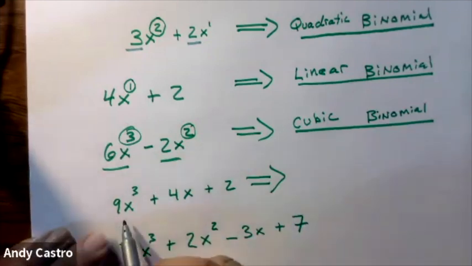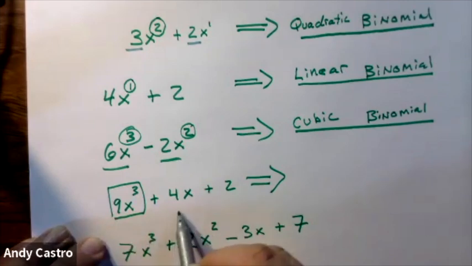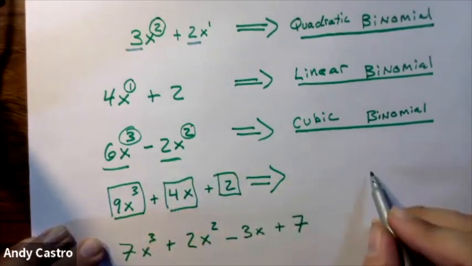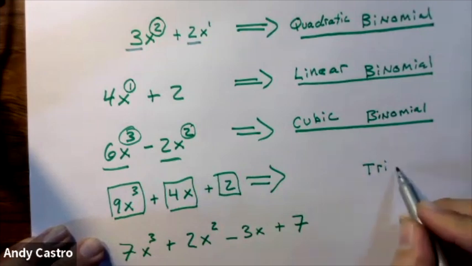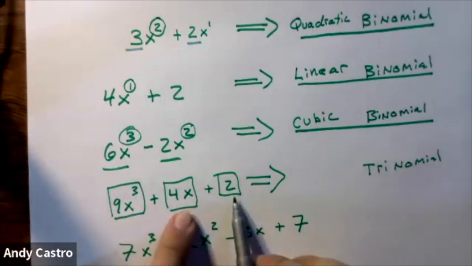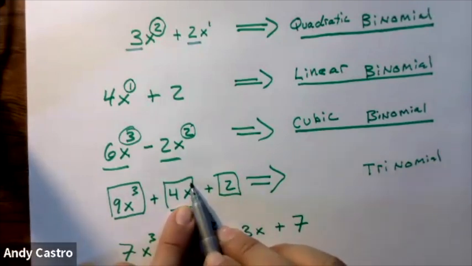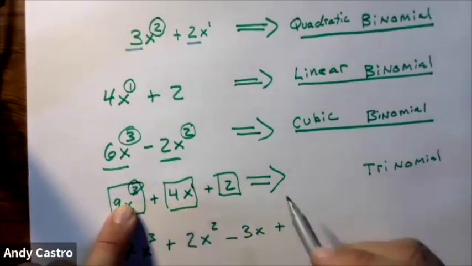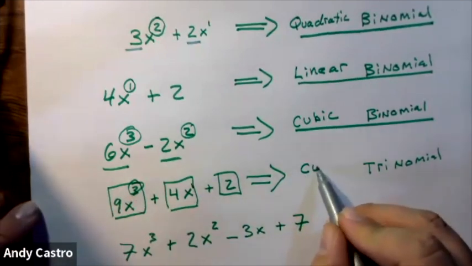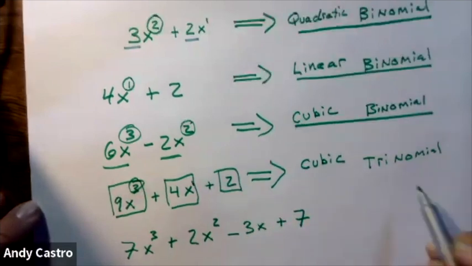All right, let's look at the next one. There are 1, 2, 3 terms. So that is going to be a trinomial. The exponent has a 1 here, a 3 here. So the 3 is the highest, so that is a cubic trinomial.